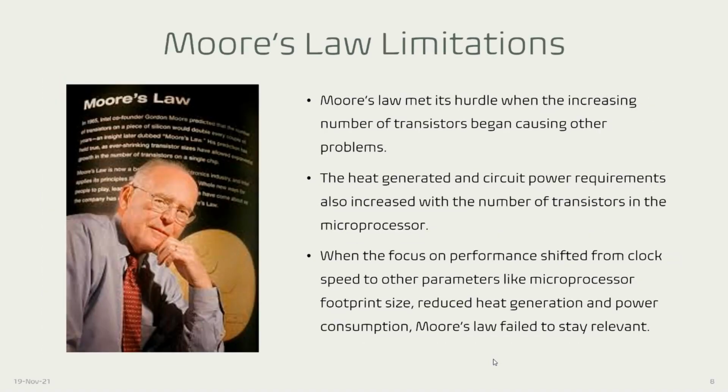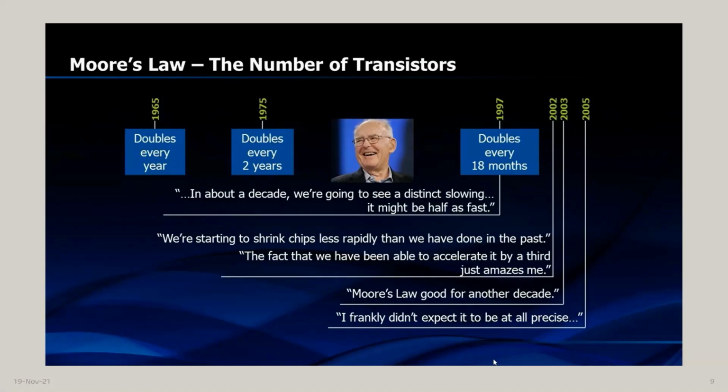These problems began when the increased number of transistors caused heating and power requirement issues in the microprocessor. This is when the focus shifted from clock speed to other parameters like footprint size, reduced heat generation, and power consumption. Moore's Law became less and less relevant as this happened. In this slide, we can see what Gordon Moore had to say about Moore's Law throughout the years, and it's been pretty positive so far, but inevitably, the law isn't as relevant as it once was.